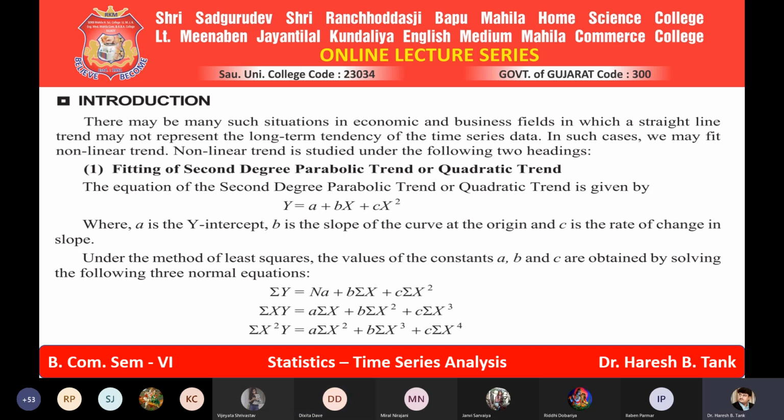So here you don't have to mug up anything at all. The simple thing is: to get the first equation, you implement summation on both sides; to get the second equation, you implement summation of x on both sides; and to get the third equation, you implement summation of x squared on both sides. Right enough? Okay. See further.